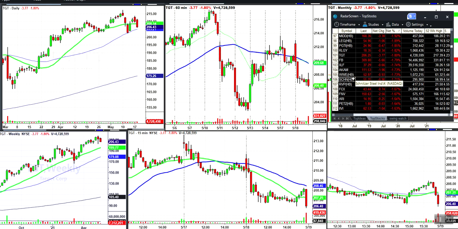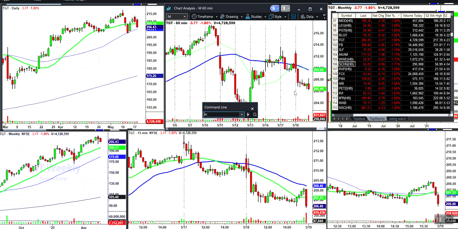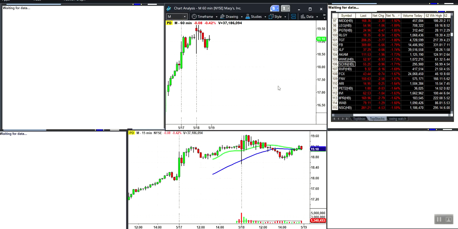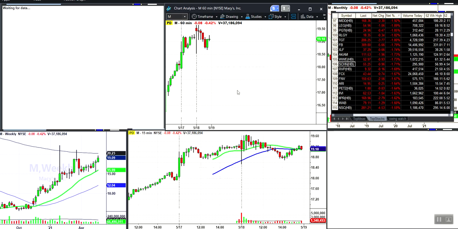Interesting to the downside. Target, throw JWN on there, throw Macys on there, revisit that retail sector, see if they're going to fall apart. Here's Macys, if I can get it to come up.